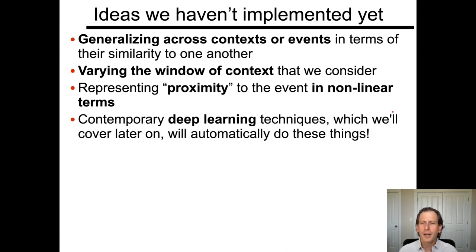Another thing that the n-gram models haven't done, as I've described them so far, is varying the window of the context, representing proximity to the event in nonlinear terms. All of these things are things that these models don't do so far, but contemporary deep learning techniques, which we'll cover later on, automatically do.